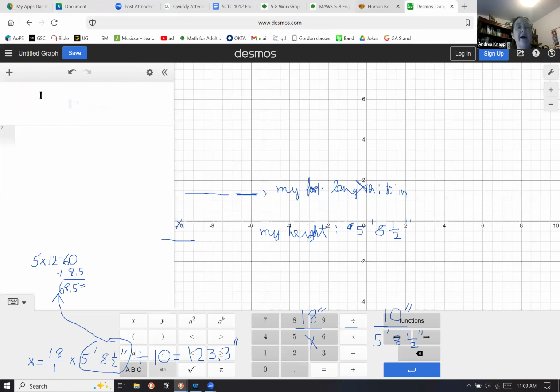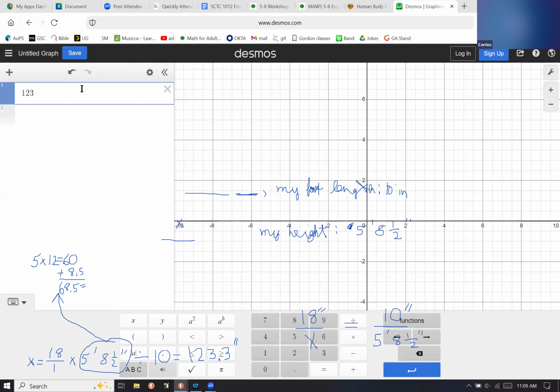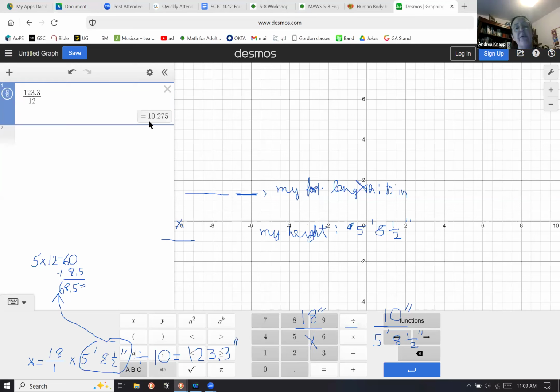What should I divide by if I want to turn the inches into feet? 12. Yes, we'll divide 123.3 divided by 12. Fraction bar is the same as divided by. So now we have our whole number part is 10 feet. And now we just need to figure out how many inches 0.275 is. It's 0.275 of a foot. So we'll take the 0.275 times 12 is 3.3 inches.